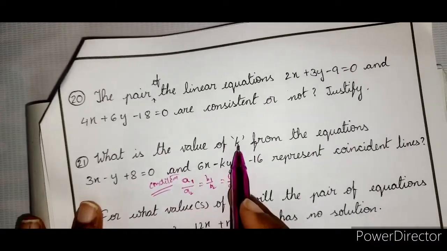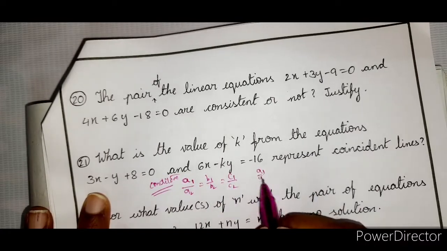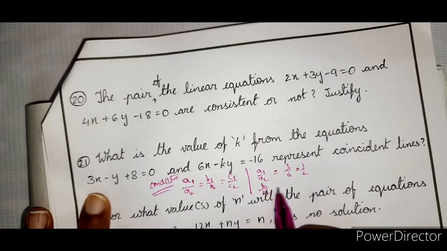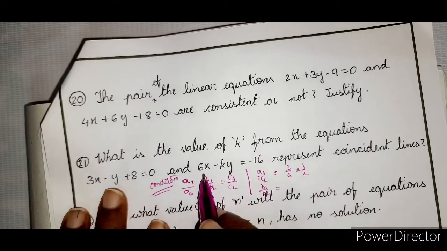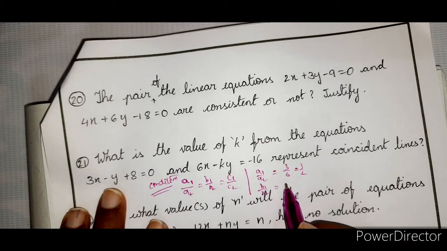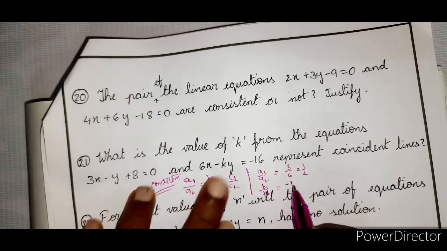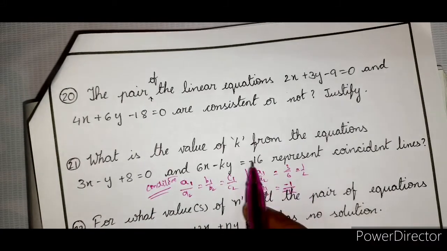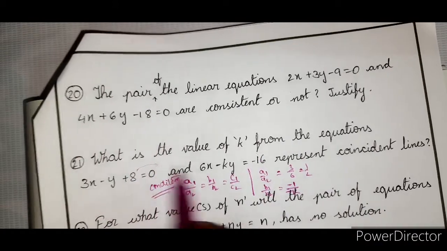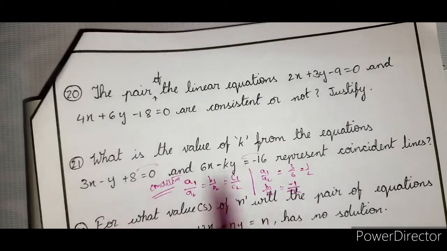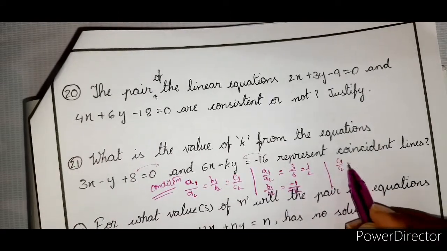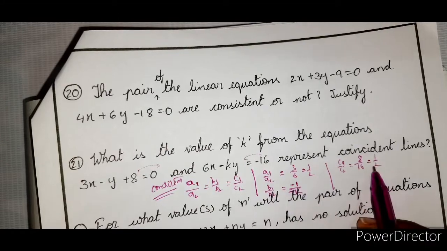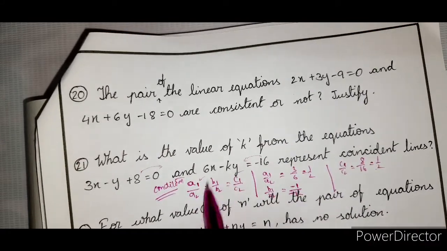This is the condition for coincident lines, right? So therefore now we will equate the same, right? So now A1 by A2 is equal to 3 by 6 is equal to 1 by 2. Now B1 by B2 is equal to, minus 1 by minus k, right? So now if you bring this one here, if you take 8 here, either this will become minus or this will become plus. So therefore C1 by C2 is equal to 8 by 16 is equal to 1 by 2. Okay, so now A1 by A2 is equal to C1 by C2. Okay, condition is verified. Now we have to find the k value.